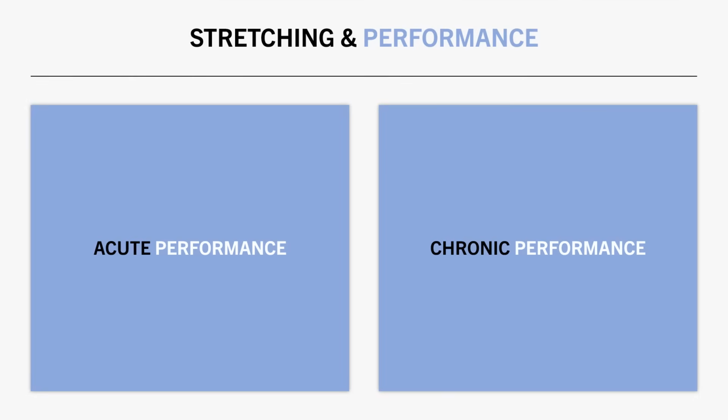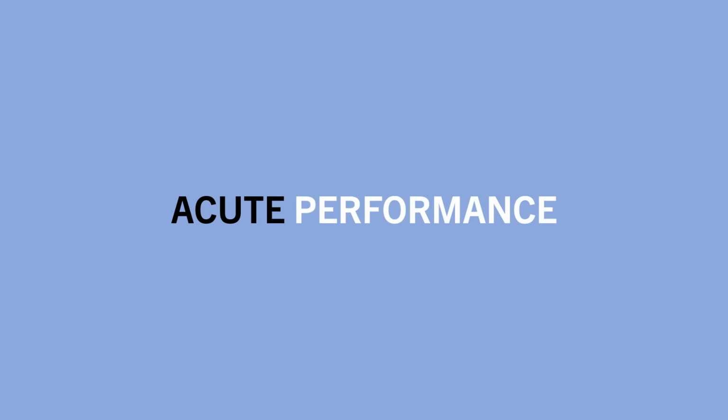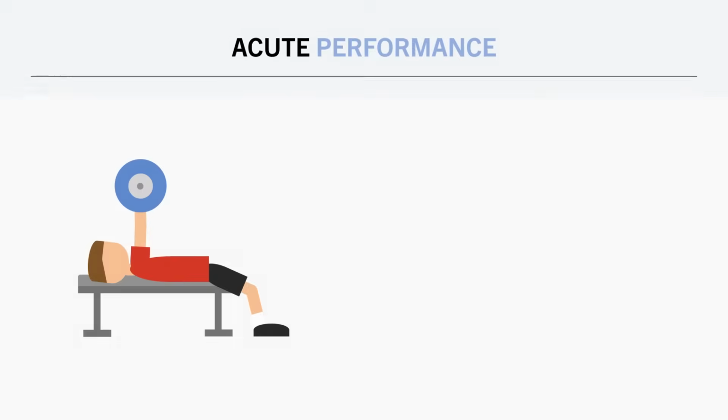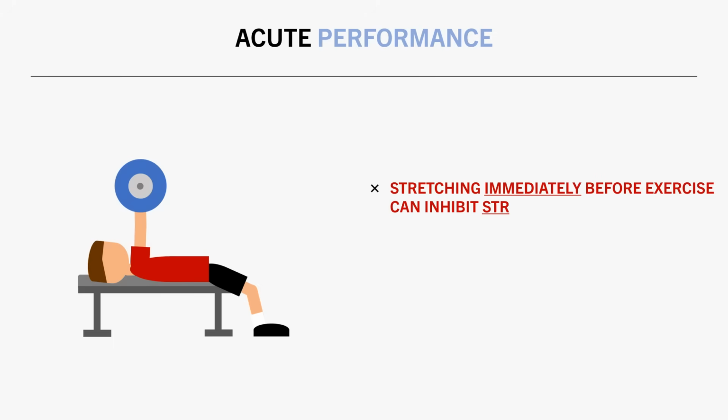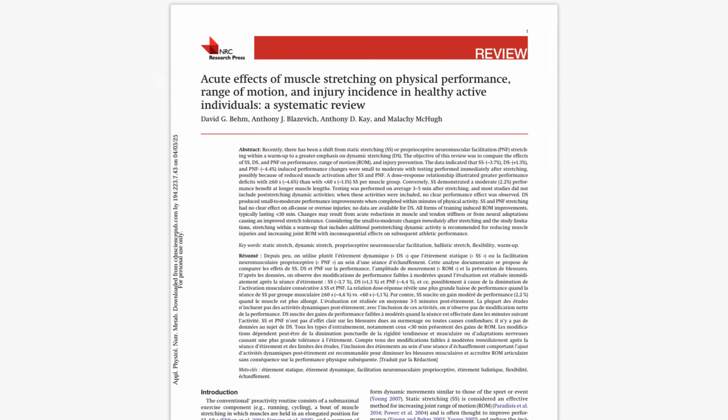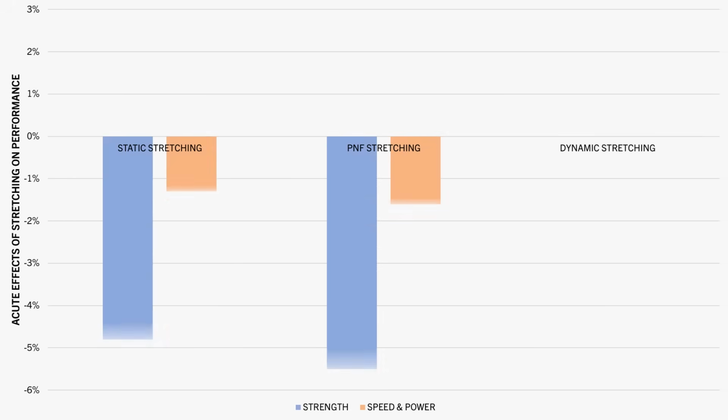On a related topic, let's now look at how stretching can impact performance. There are two ways in which stretching might impact performance, in the short term and long term. First, let's cover how stretching might impact immediate performance. In many cases, we find that stretching immediately before exercise can actually inhibit performance to a small magnitude. This systematic review found that static and PNF stretching, which is a form of static stretching, performed immediately before exercise tends to inhibit performance of both speed and power related outcomes as well as strength-based outcomes, with larger reductions seen for strength. However, dynamic stretching seems to have minimal influence and potentially a positive impact on some performance outcomes.